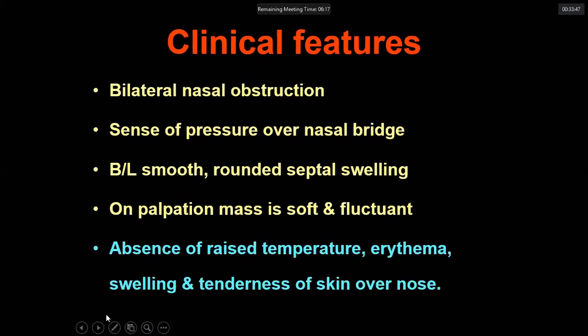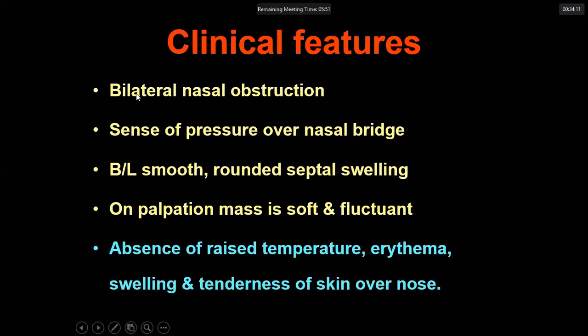What are the clinical features? There will be bilateral nasal obstruction. There is a sense of pressure over the nasal bridge, and bilateral smooth, rounded septal swelling. On palpation, the mass is soft and fluctuant. There is absence of raised temperature, erythema, swelling, and tenderness of the skin over the nose. All of these points are important to diagnose.